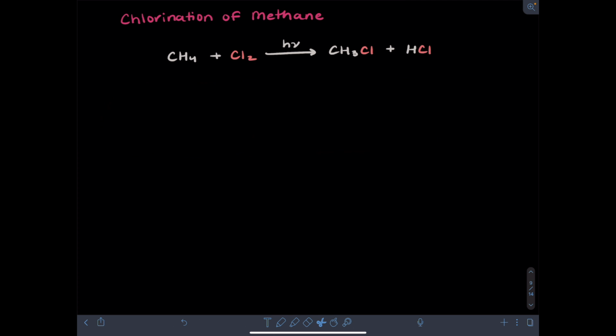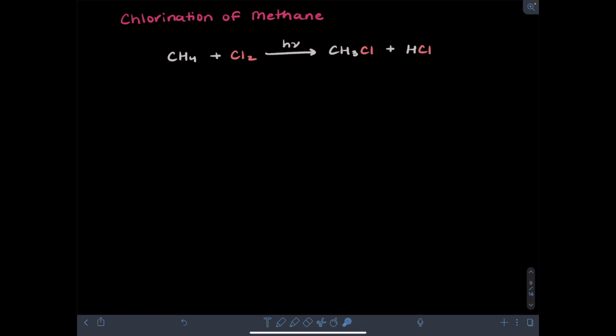For the remainder of today's video, I'm going to be talking about the chlorination of methane reaction, which involves treatment of methane with Cl2 in the presence of light, hν, and the products of this reaction are chloromethane and HCl.